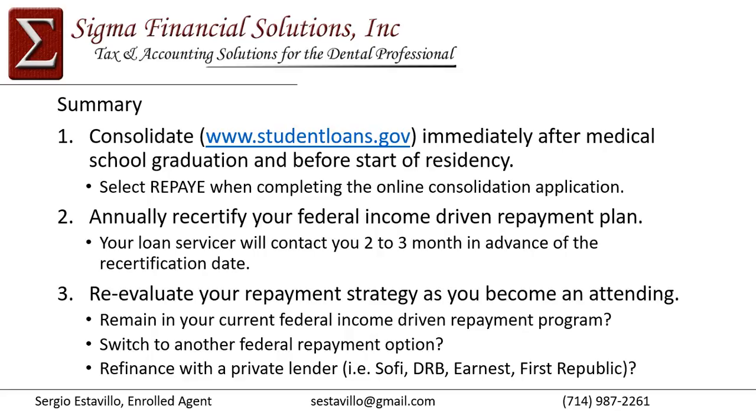So if you decide to stay in a federal income-driven repayment option, then you might want to opt into Pay As You Earn to cap that monthly payment at that 10-year standard payment amount, if your attendee income produces a payment in excess of that 10-year standard amount if you're in REPAYE. Or you can switch to a private lender. I mentioned a few there, so BBR, Earnest, First Republic.